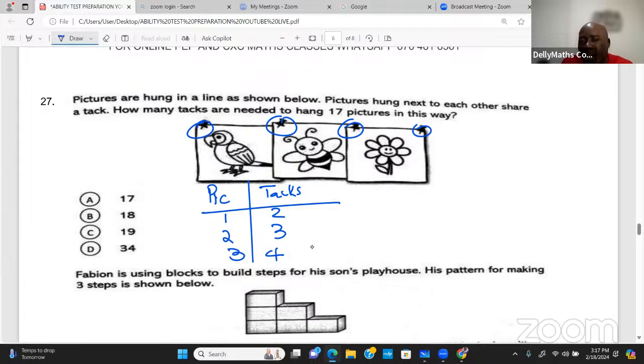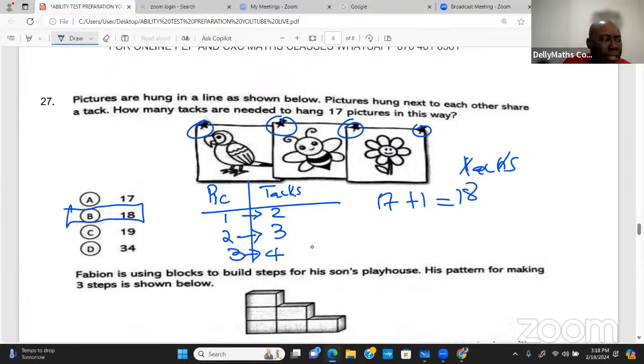I'm seeing there's a pattern. The number of pictures plus 1 gives me the number of tacks. Therefore, for 17 pictures plus 1, I'm going to be using 18 tacks. So you want to make sure that you're picking up those little number patterns, right? So the answer is actually B.